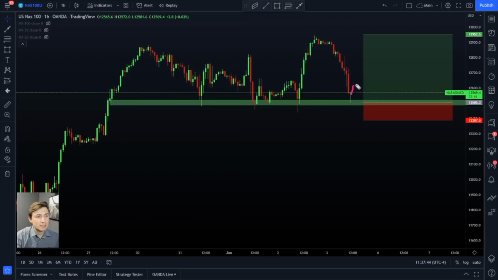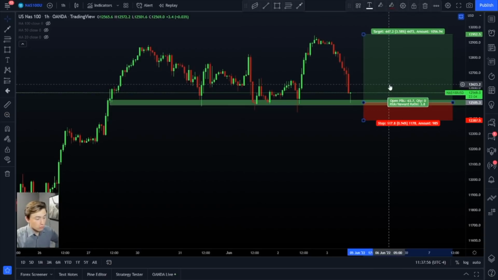Now, it's not a guarantee that this market can't roll over and continue downwards. It sure could. But we have to anticipate that we're going to take some losses, and what we're looking for is our winners to outweigh the losses. That is the key factor to this concept.